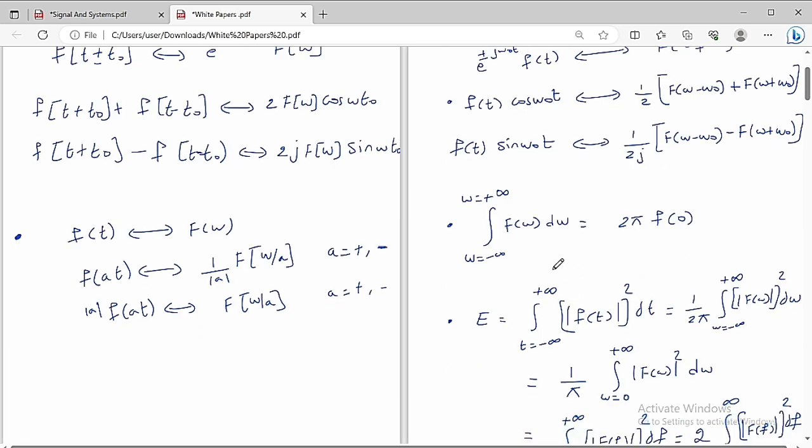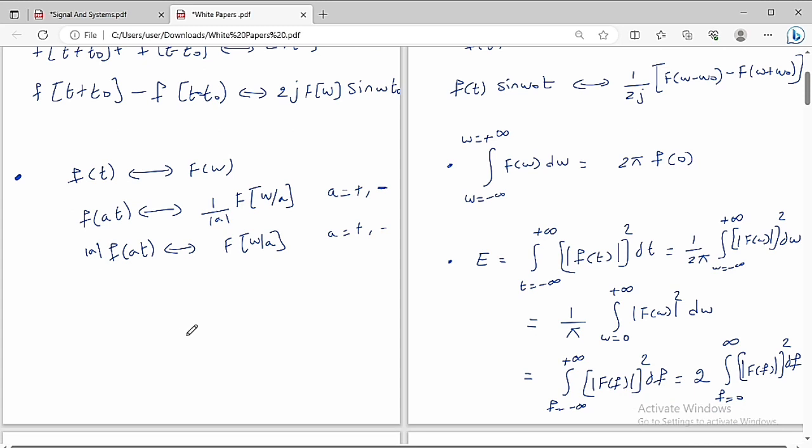Then I have already told you, suppose you want to find the area under the Fourier transform signal, which is the integration of omega from minus to plus infinity F of omega d omega. The area under the signal F of omega is equal to 2 pi into f of 0. So at t is equal to 0 in the time domain signal f of t, find its value and multiply by 2 pi. Then we are going to get the area under F of omega. So we have got this expression from this one, and these things you always have to keep in mind.